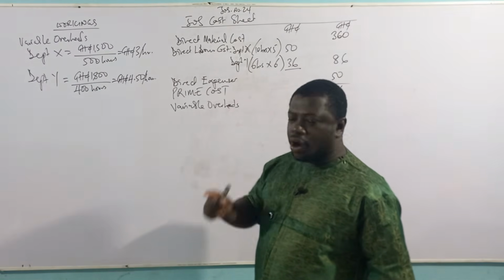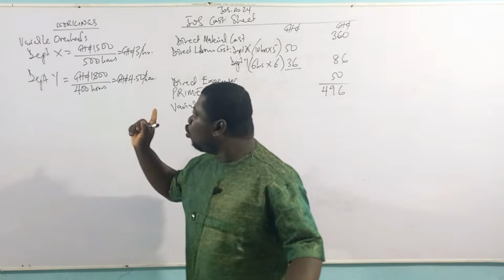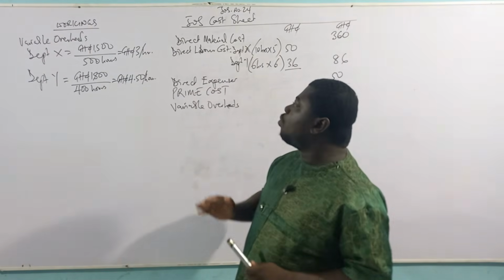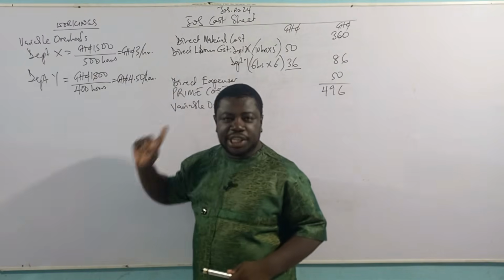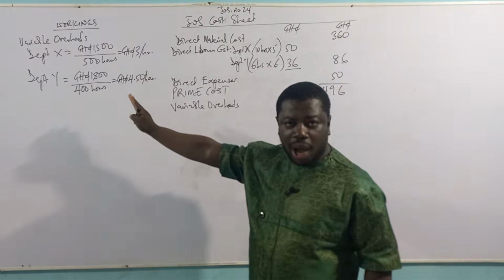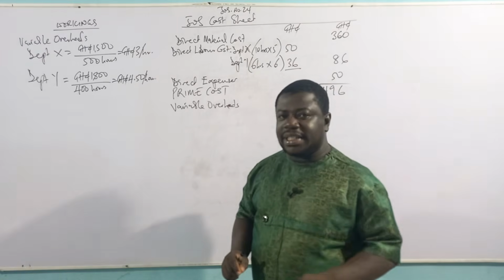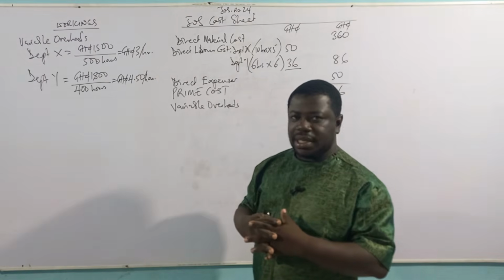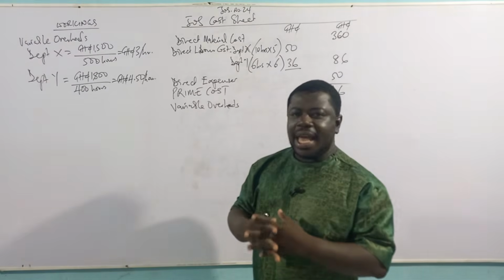Now, we are not done. We are also moving to the fixed overhead. Look at how it is. You notice that we have 2 production departments, and we were given the total expected overheads for each department. But when we go to the fixed overhead, we were given 1,890. The question wasn't specific whether this 1,890 cedis is for department X or for department Y. So what we assume is that this amount, 1,890 cedis, is for both departments, for both department X and department Y.